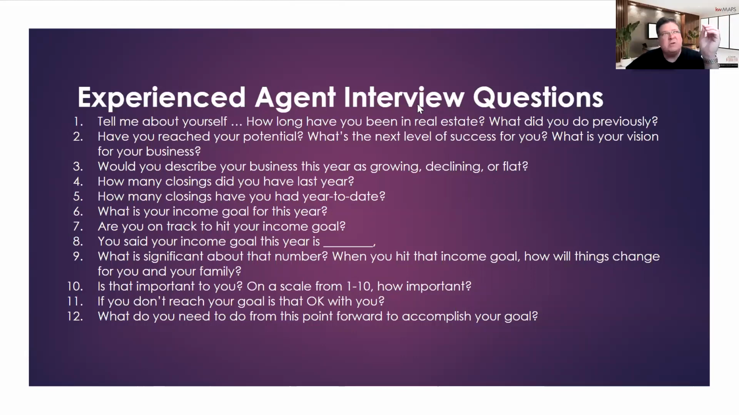So basically what that means is what they're doing isn't working in terms of getting them to their goal, because they're already behind. It's important for you to make sure that they understand the reality of, are they on track or not, and is that concerning to them?